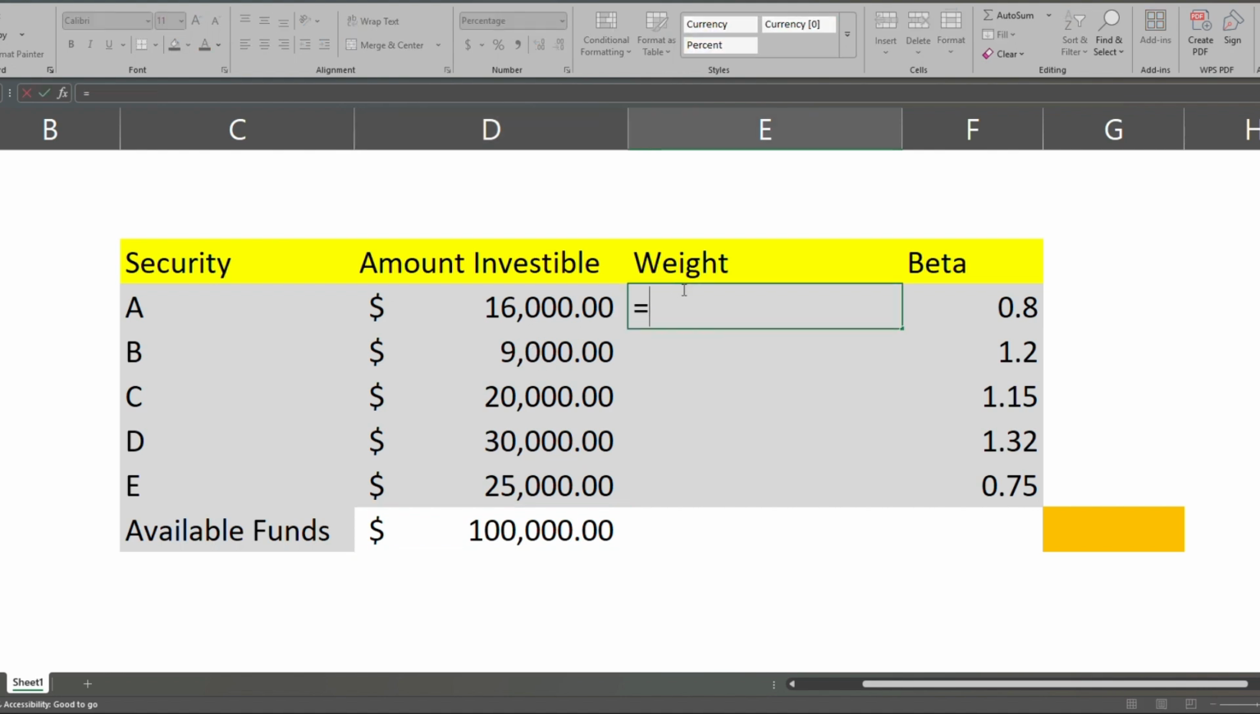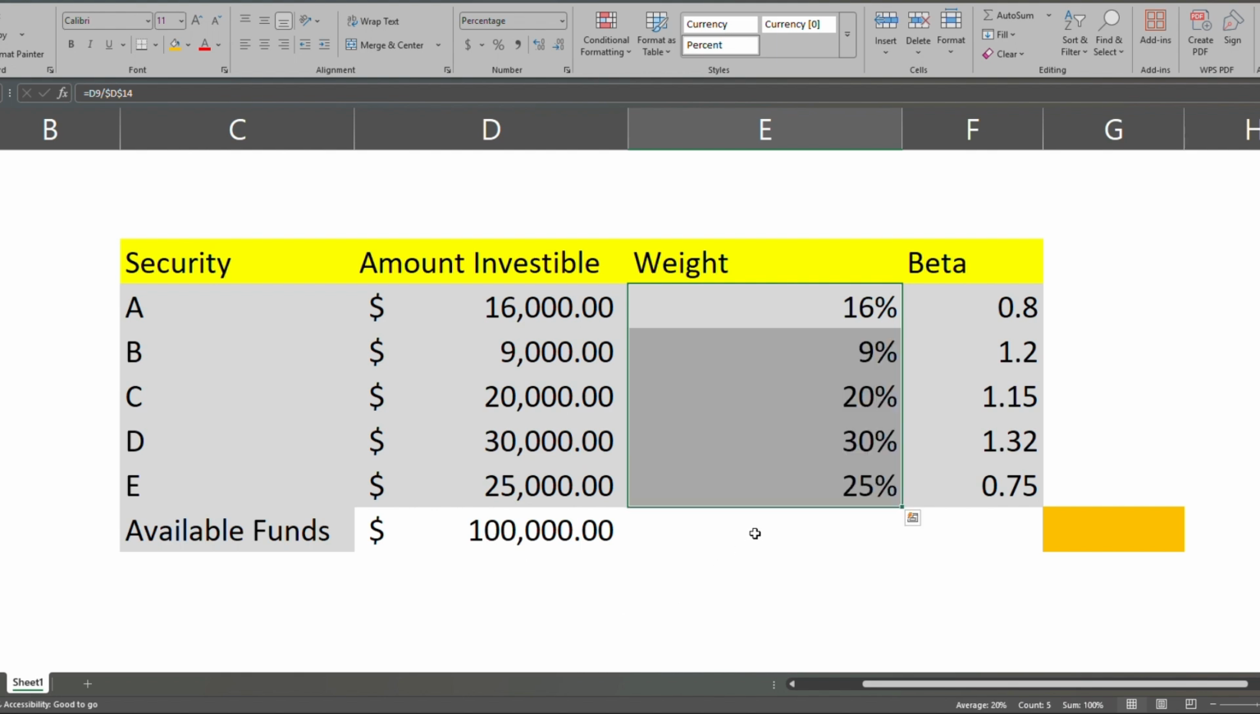How much are we investing in security A? What percentage are we investing in that? So we need this, which is the first parameter, 16,000 divided by the overall amount that we have here. I'm going to press F4, your cell reference in Excel, to lock this, and I copy this down using Control D, and we have that. At the end of the day, the summation of all this should be equal to 100%, which means the available funds have been exhausted.